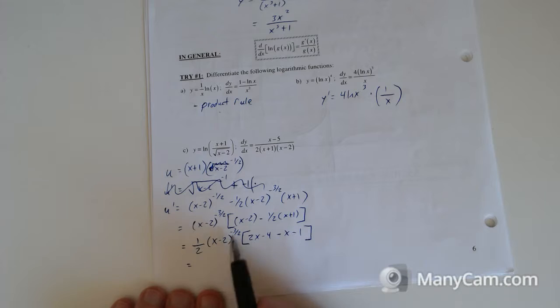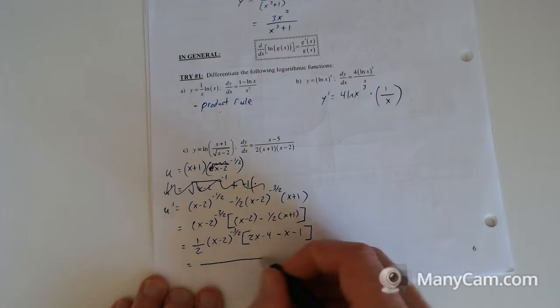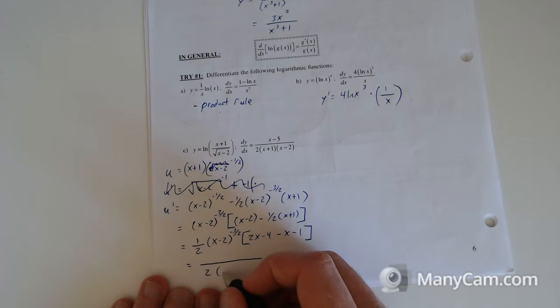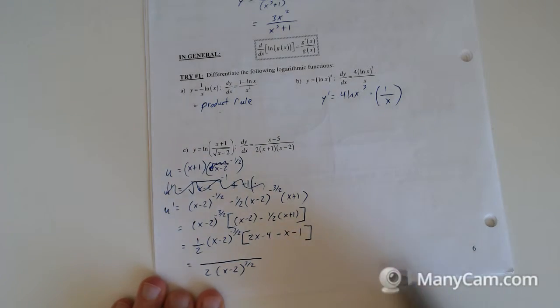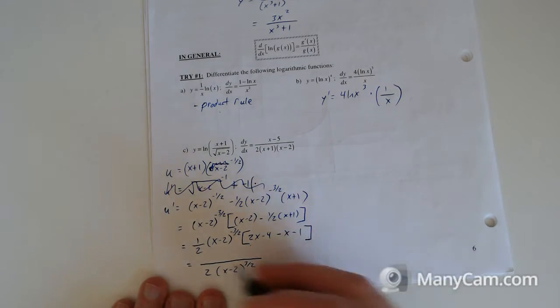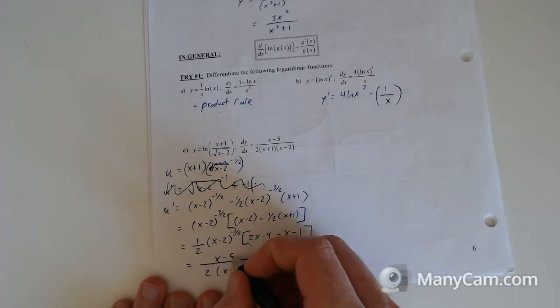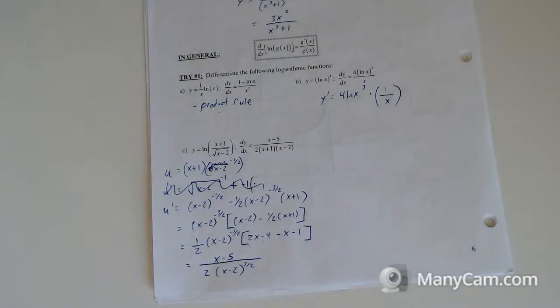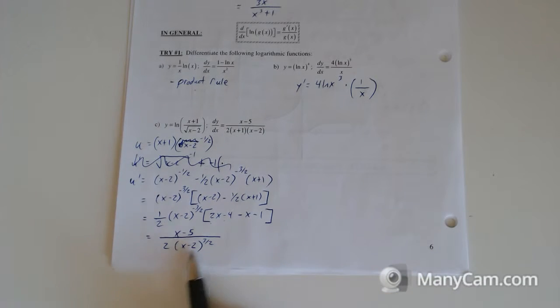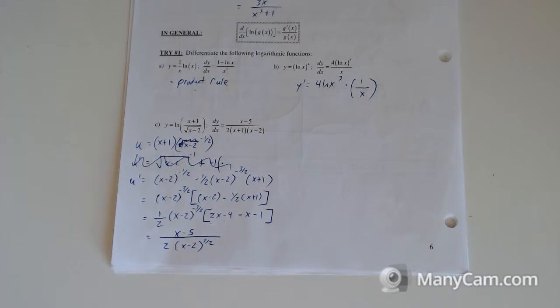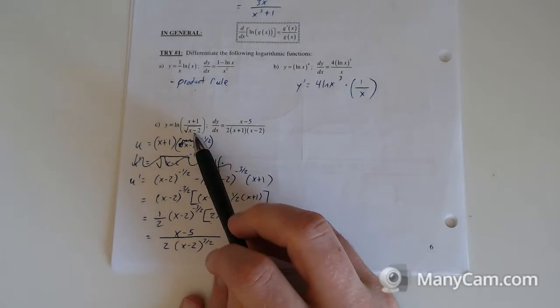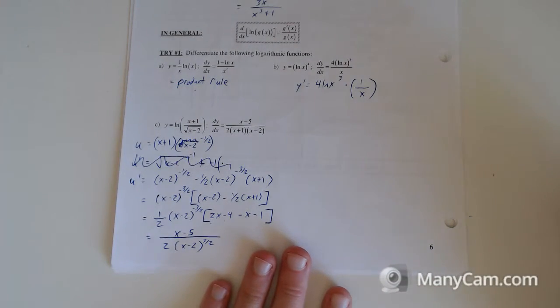Okay, and then tidying it up, this joins it on the bottom. So on the bottom I have 2x minus 2 to the 3/2. And on the top I have x minus 5. Good. That would probably be a nightmare to do all in the same line, so it's good to do it separately. So now all we need to do is treat this as a chain rule.